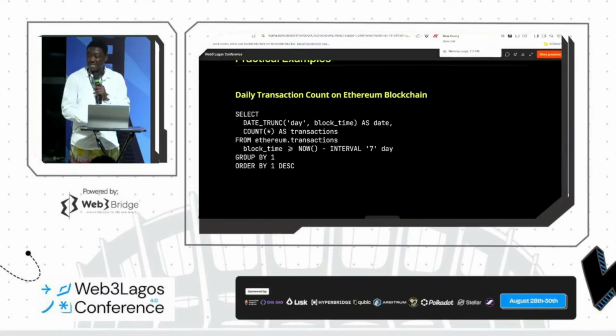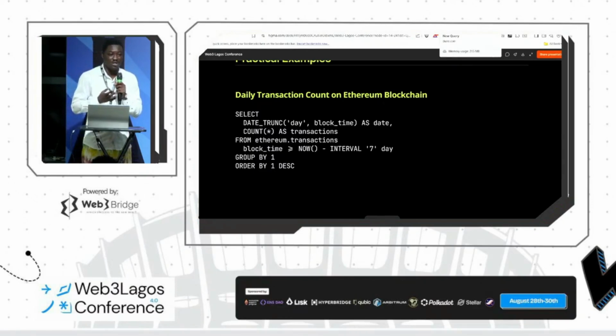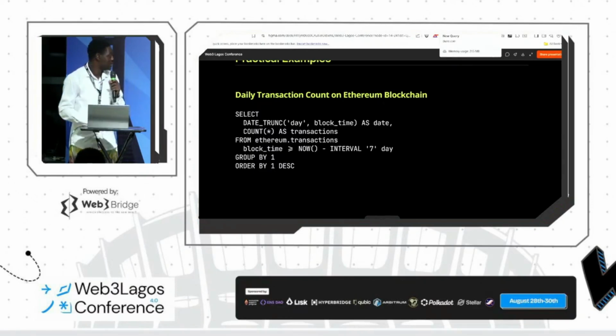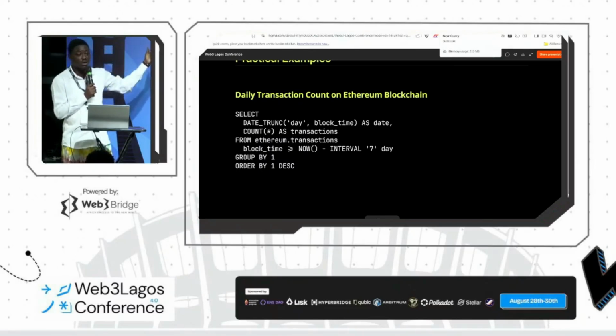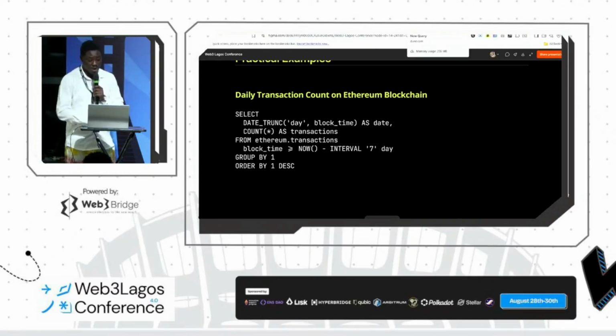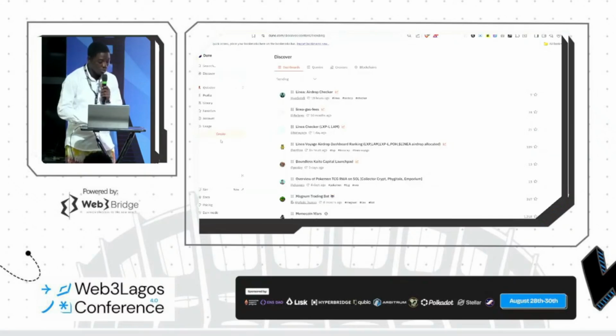So practically, I'm hoping you will be able to see some of these. The first thing you have to do is go to Dune.com. For those of us with a laptop, you can also do it on your phone, it might just not be as seamless. So go to Dune.com, I want us to do this together. We want to check the daily transaction count on the Ethereum blockchain, the number of transactions that have happened on Ethereum over the last 7 days. When you get to Dune.com, go to create.